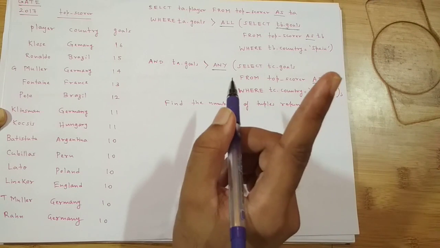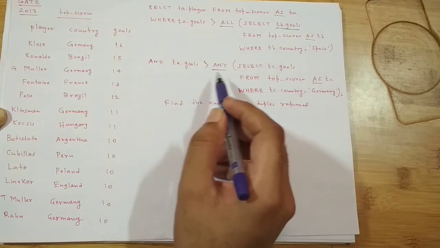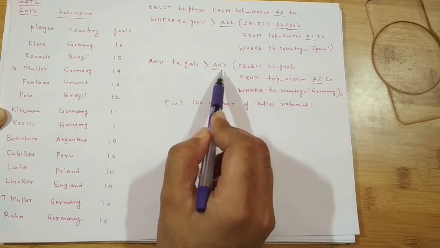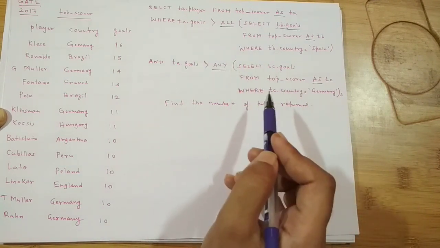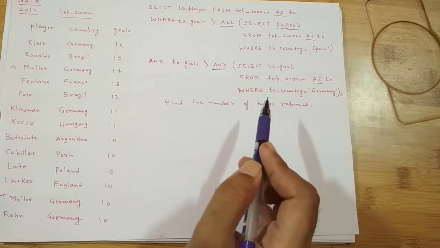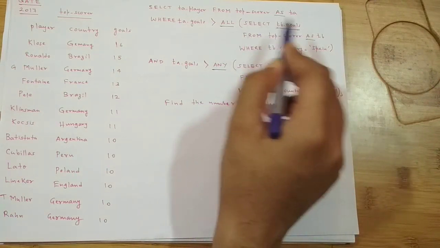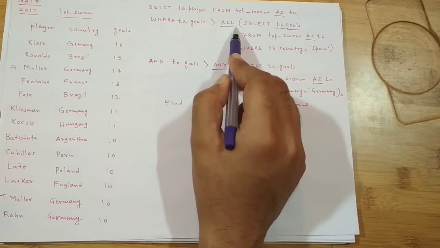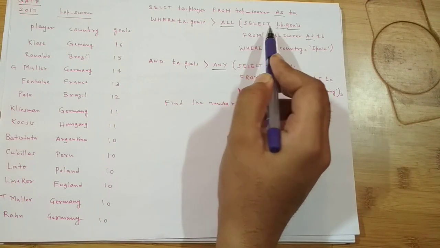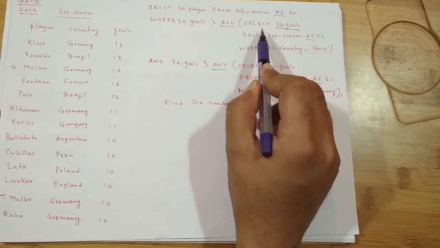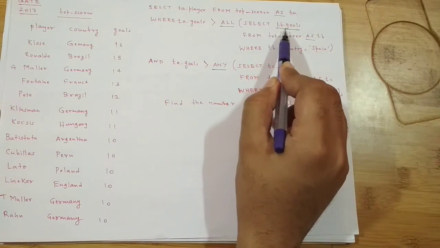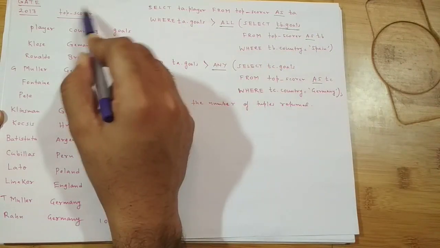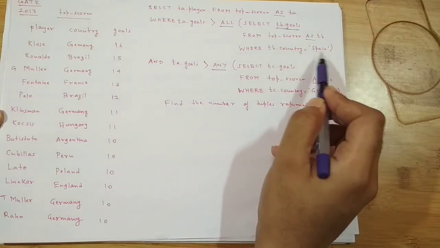If we have at least one tuple which is smaller, that means where ta.goals is greater than at least one tuple, then we will take that tuple into our output. So let's go step by step. Let's try to solve this part first. They're saying where ta.goals is greater than all tuples. What tuples? Tuples such as tb.goals, that means only the goals attribute, from top scorer, that means this table, where tb.country equal to Spain.